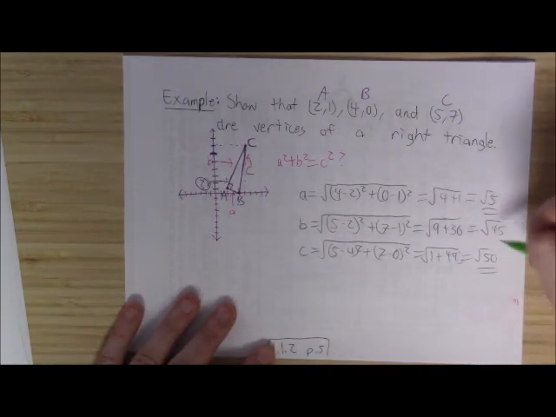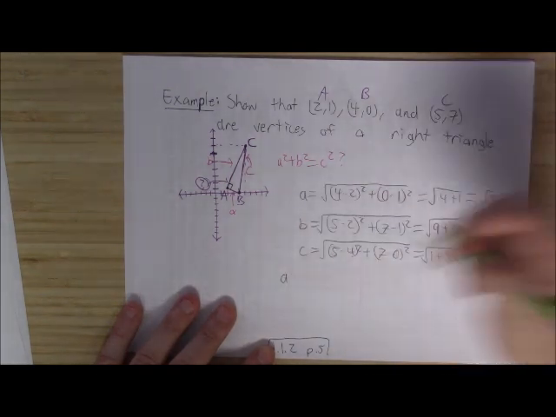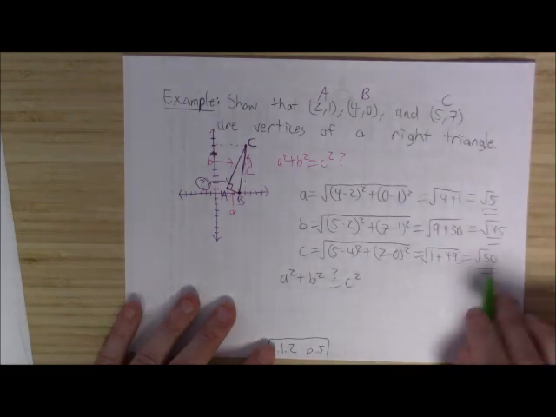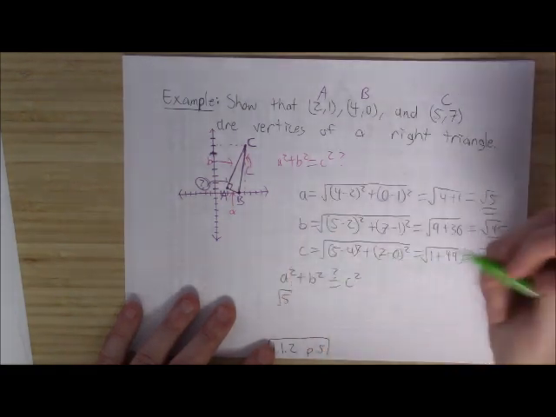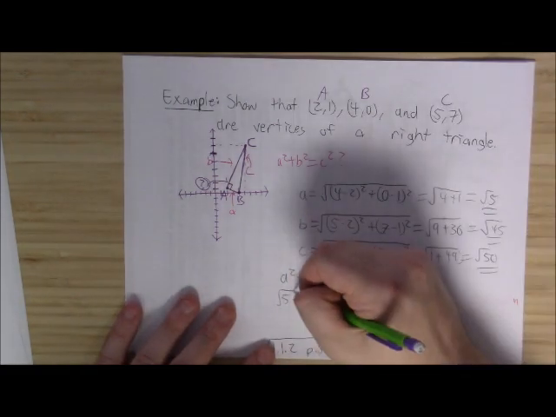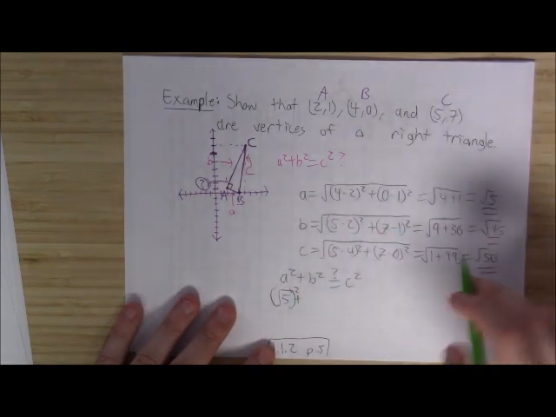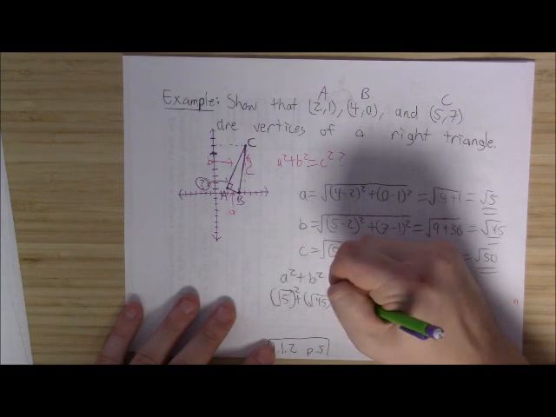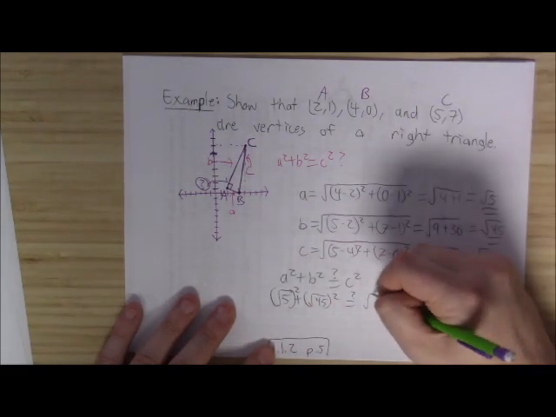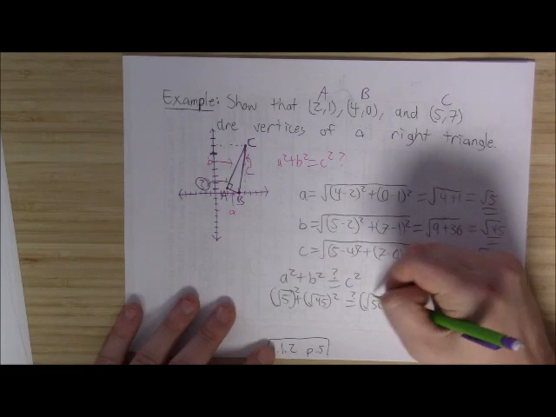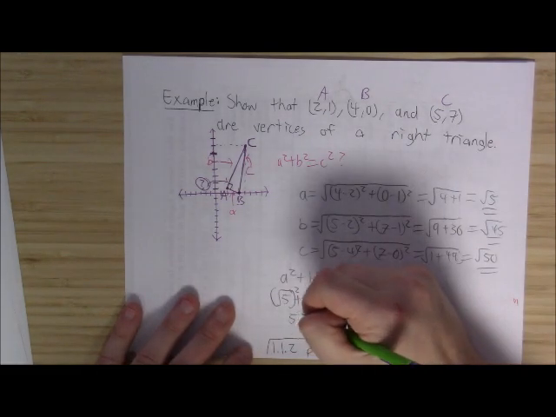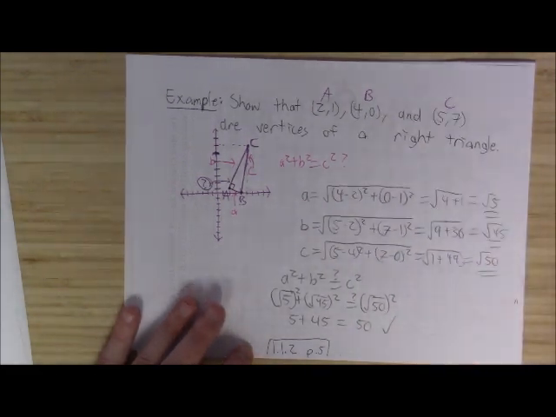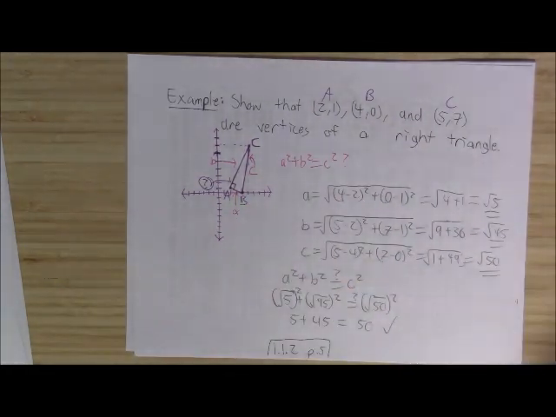And what we notice now is, if I do A squared plus B squared, does that equal C squared? Well, if we plug in, we get the square root of 5 squared plus the square root of 45 squared. And we want to know, is that equal to the square root of 50 squared? And it is, because we have 5 plus 45, and if we unsquare, we get 50. So it does actually work. So that is a right triangle.